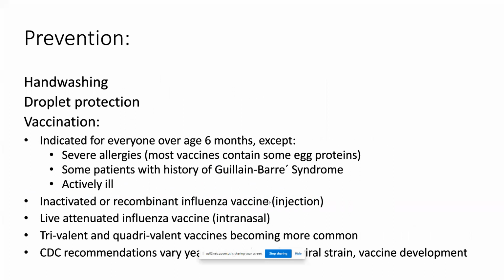Prevention, standard stuff. I'm not going to go through this too much. Then we'll talk a little about some of the vaccinations for flu. And this is rapidly evolving too. Inactivated to recombinant influenza vaccine. This is typically what we get. If you're younger, you're eligible for the live attenuated vaccine. This is the intranasal one.